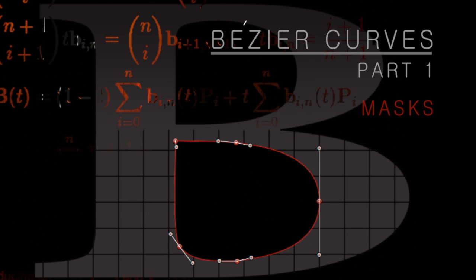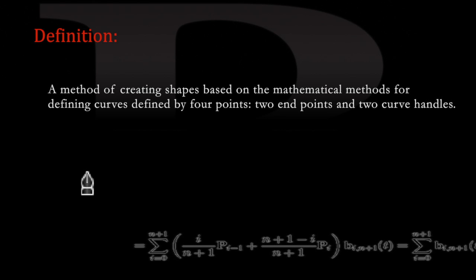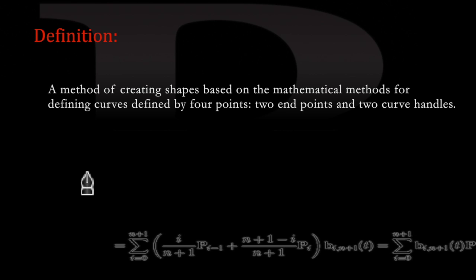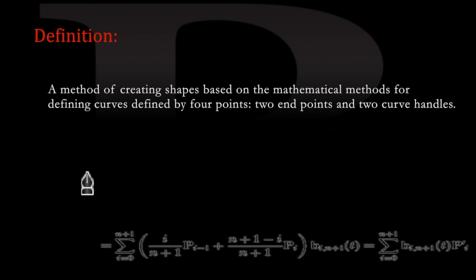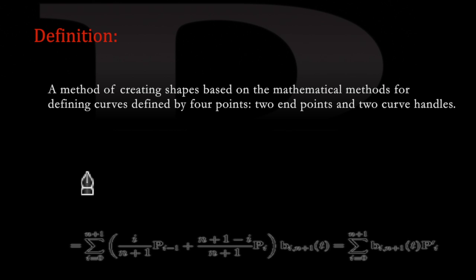Bezier curve manipulation is widely used in graphics and multi-layer compositing software applications. Bezier curves can be described as a method of creating shapes based on the mathematical methods for defining curves defined by 4 points, 2 endpoints, and 2 curve handles. Let's see how this works.